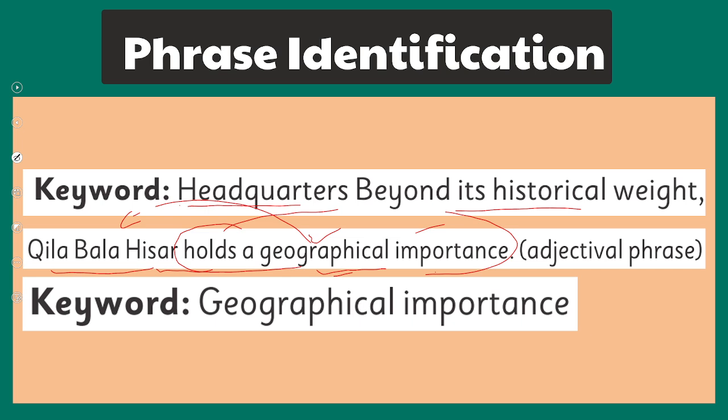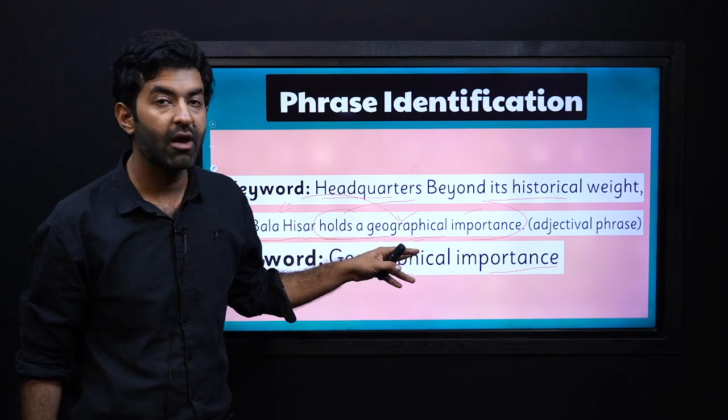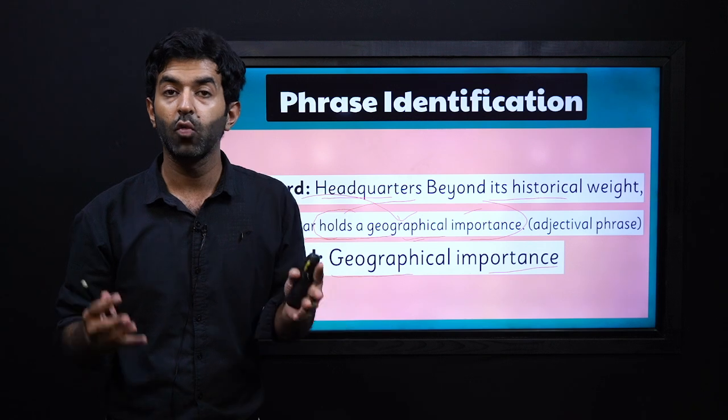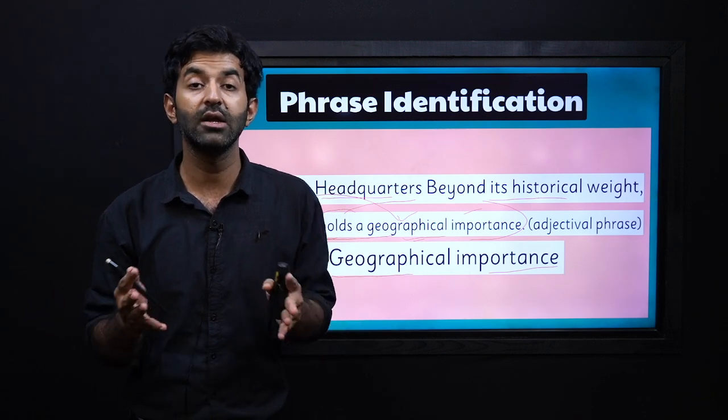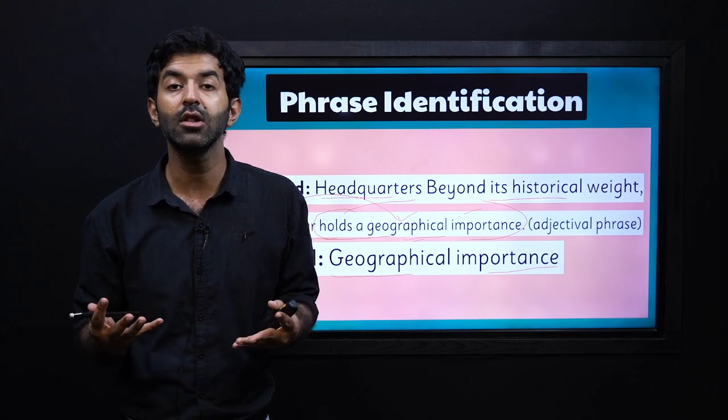So it means something that modifies our noun, they are adjectives. So this phrase, holds a geographical importance, has adjectives. Geographical importance, they are adjectives and they are important keywords over here. So it means that we have identified the phrase, but what kind of phrase is it? Yes, it contains adjectives. So it means that we have adjectival phrases.